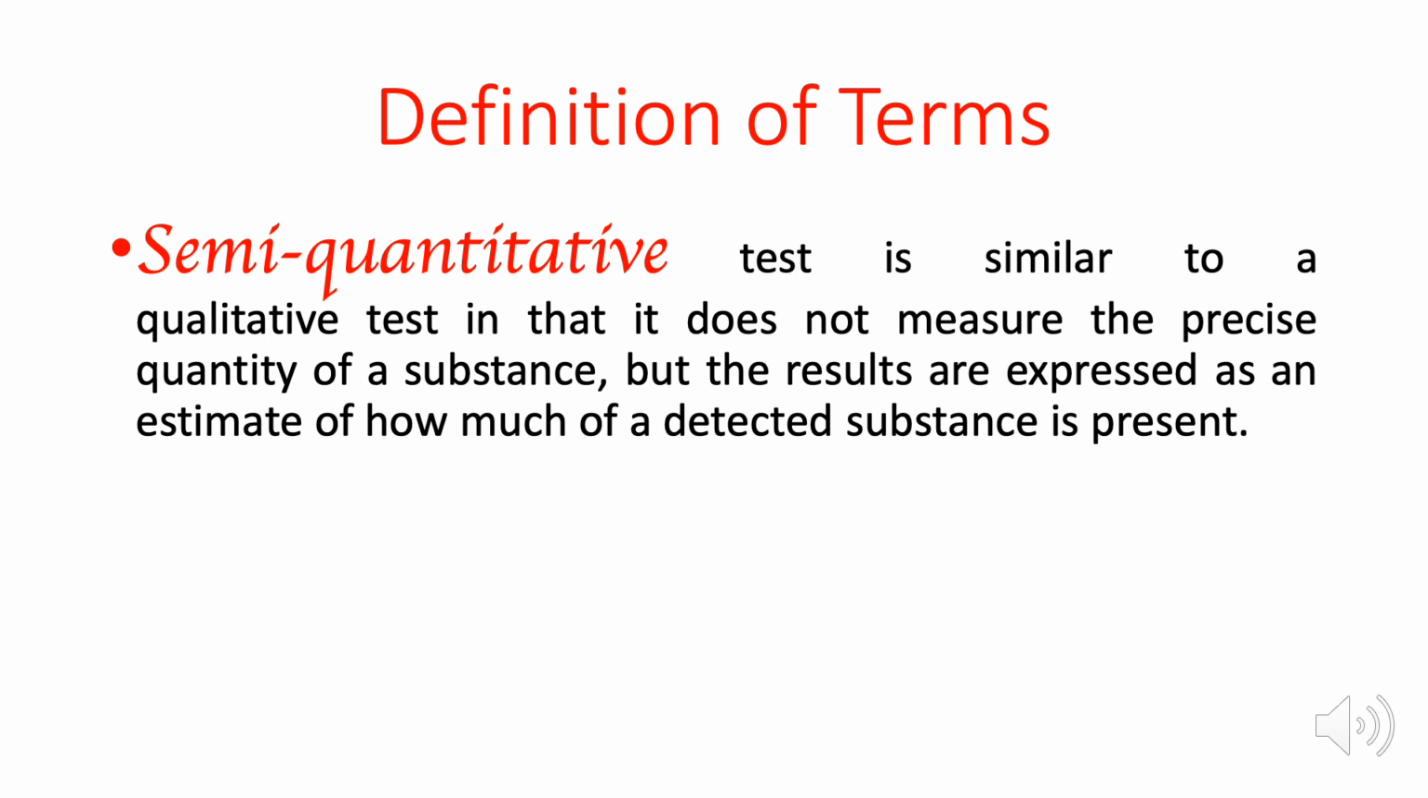What is now a semi-quantitative test? This type of test is similar to a qualitative test, meaning you are more concerned with whether the antigen or antibody is present in the sample of the patient. What makes it different from a qualitative test is that somehow the result will give us an idea of an estimation of the amount of antigen and antibody in the sample of the patient. I will explain that one by giving you an example.